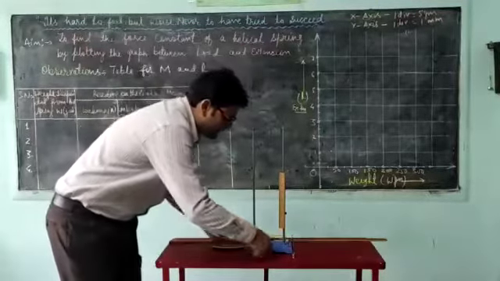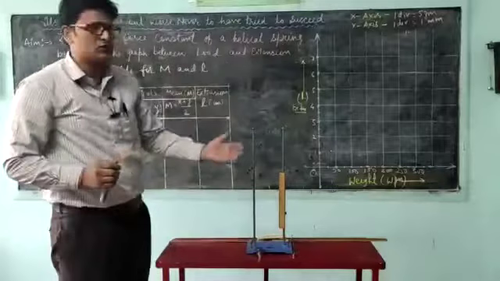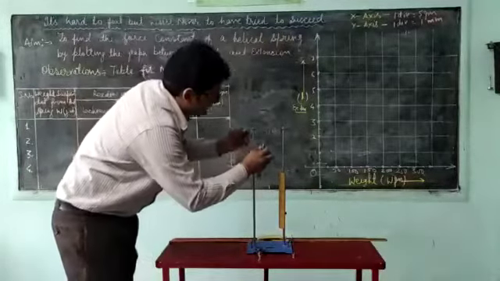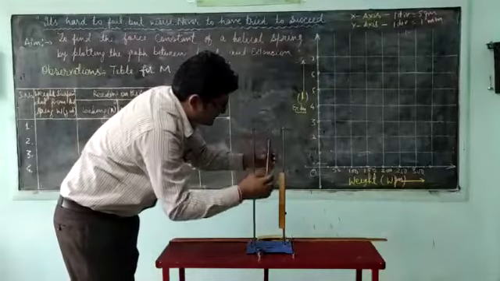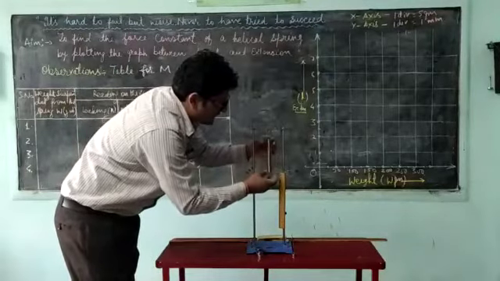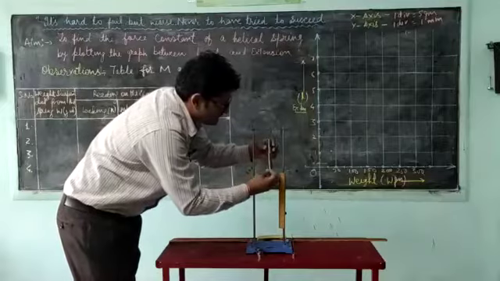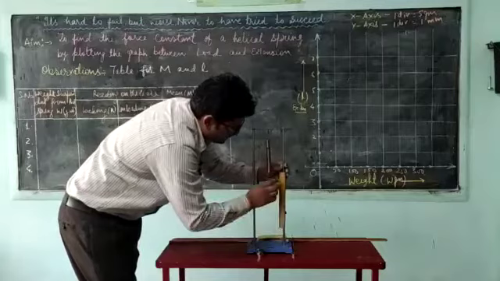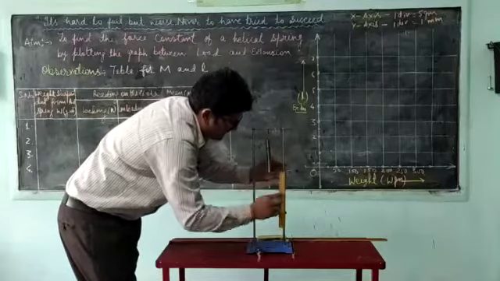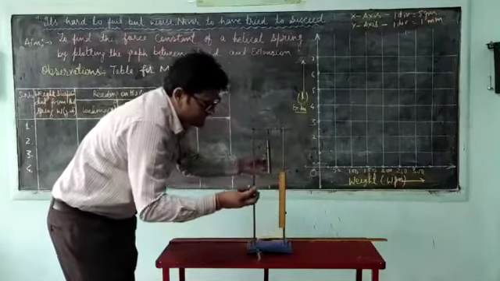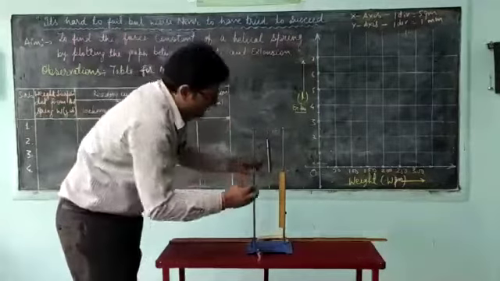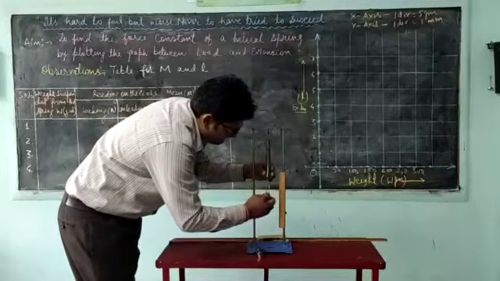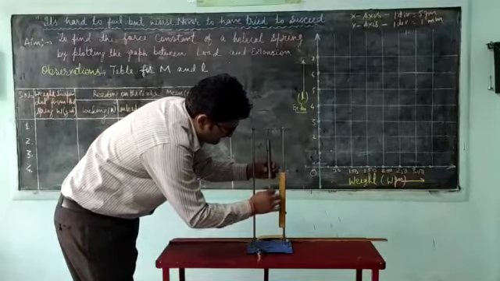So we will make the arrangement like this. You can see over here. First, we will hang the helical spring with the rigid support, or we can say the rigid stand, like this. Take the arrangement at the zero point. Then we will attach the 50-gram weight with the hanger at the other end of the helical spring, like this.